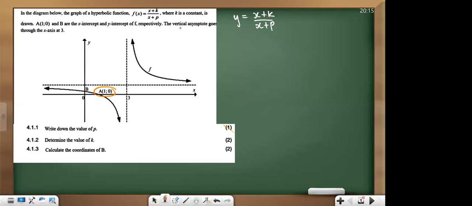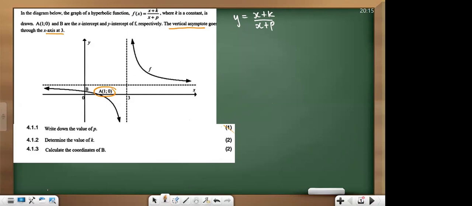The vertical asymptote goes at x equals 3. Important information, x equals 3. That's very vital information that you need to grab before you do anything. Write down. They said write down. It means the answer is just in front of you, staring at you. You have to write.